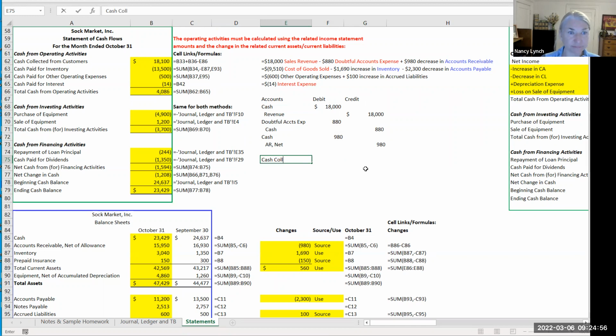Cash collected is equal to positive, debit, credit to cash, negative, and a debit. And voila. All right, let me show you inventory.